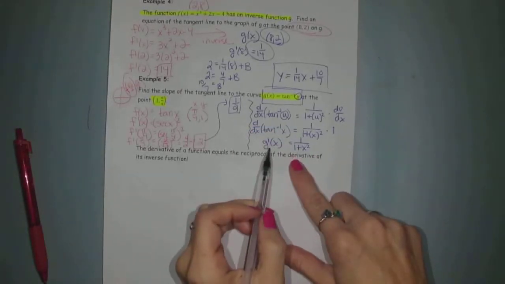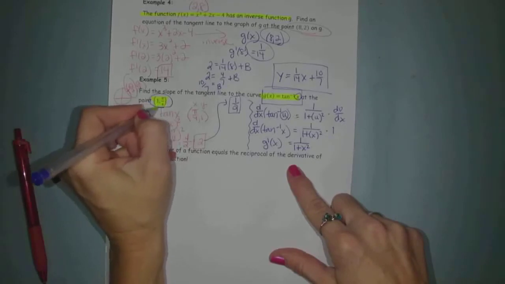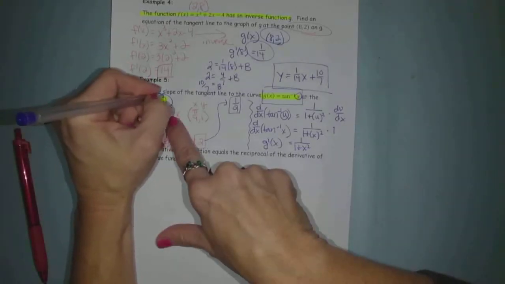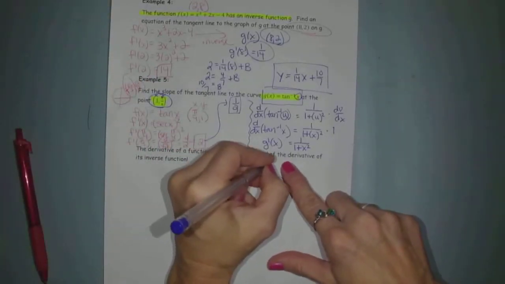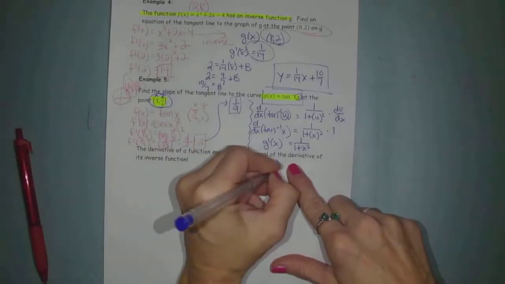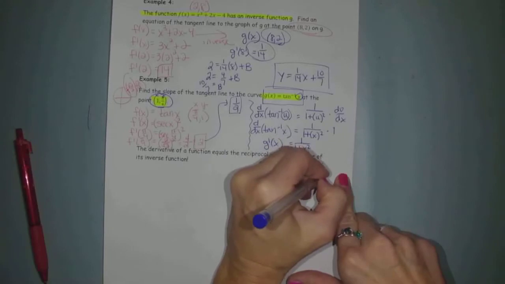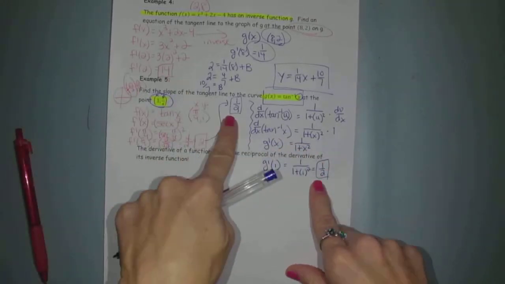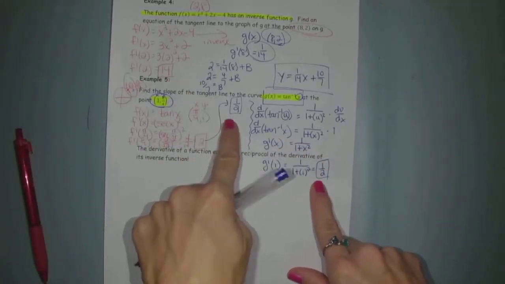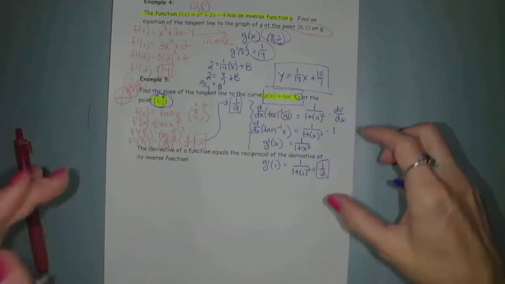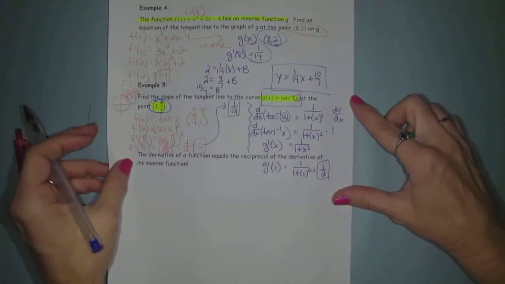Now, I want to plug in the point that they gave me. Here's my x and y. So g prime of 1 is 1 over 1 plus 1 squared, which is 1/2. See how I get the same answer both ways. So I love this because it just shows two completely different ways to get the same answer.